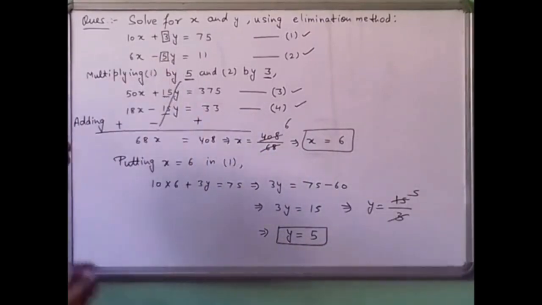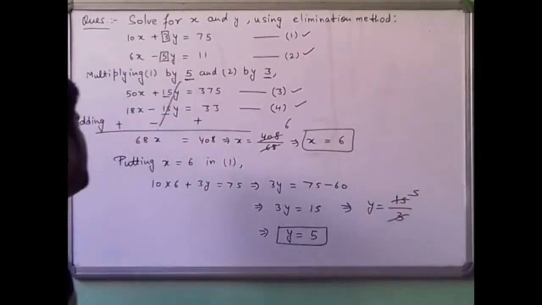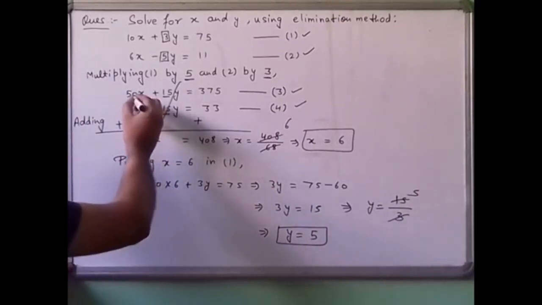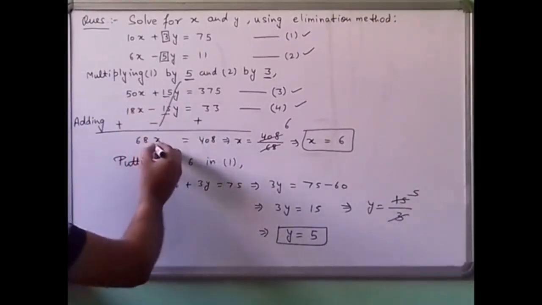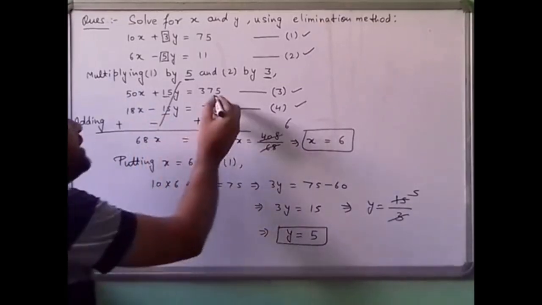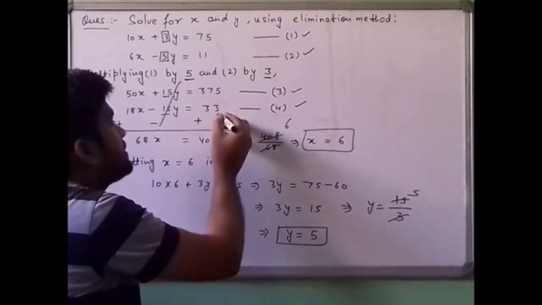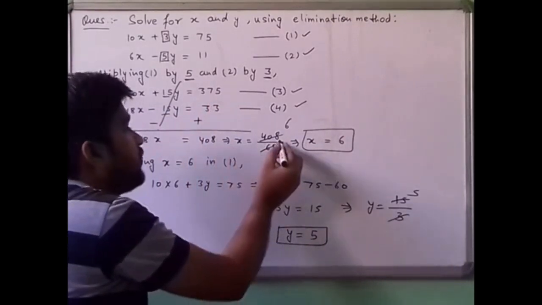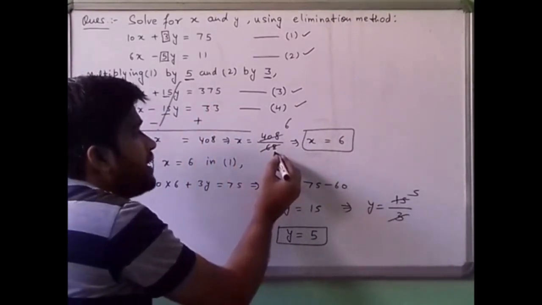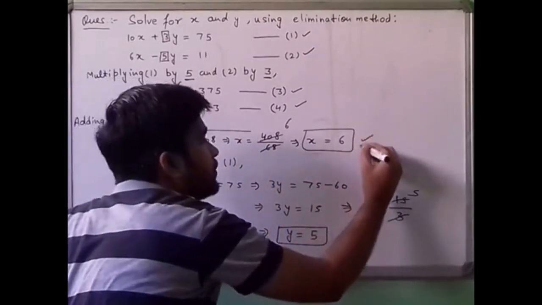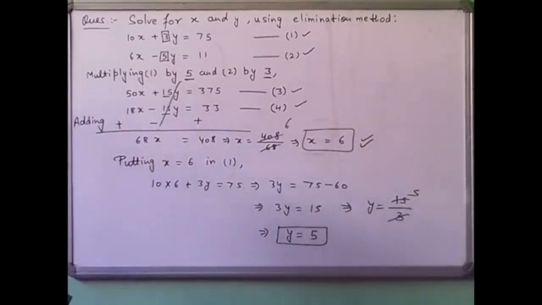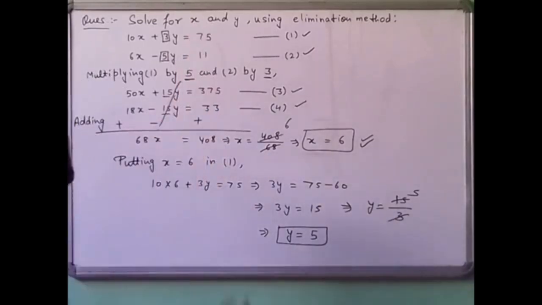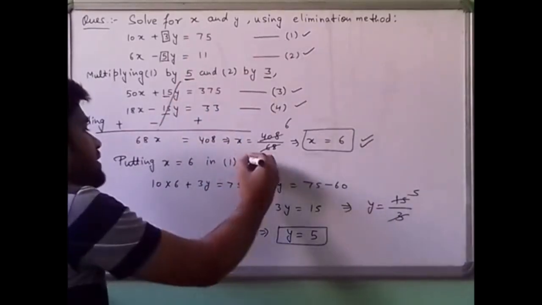Plus 15y cancels out with minus 15y, and now we can easily find the value of x. 50x plus 18x is equal to 68x. 375 plus 33 is equal to 408, so the value of x is 408 upon 68, and the value of x is equal to 6.